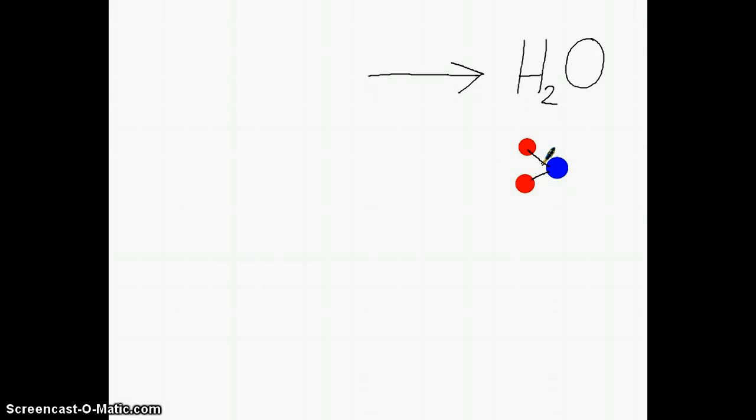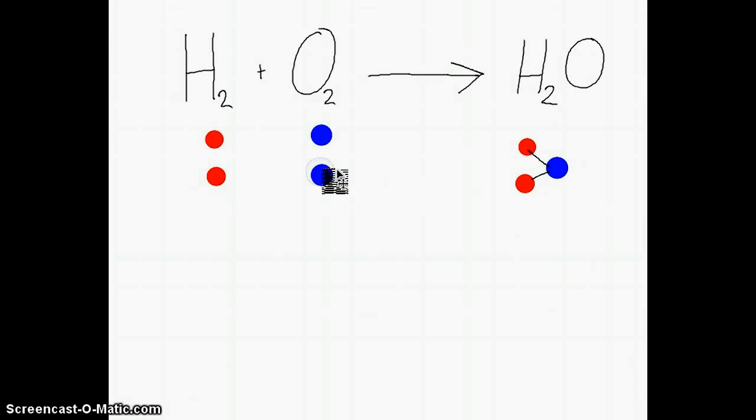Well, what did we start with? We started with hydrogen and oxygen. And hydrogen always travels around in pairs, as does oxygen. So a molecule of hydrogen, here it is, and a molecule of oxygen. And they're joined together. But does this really add up?